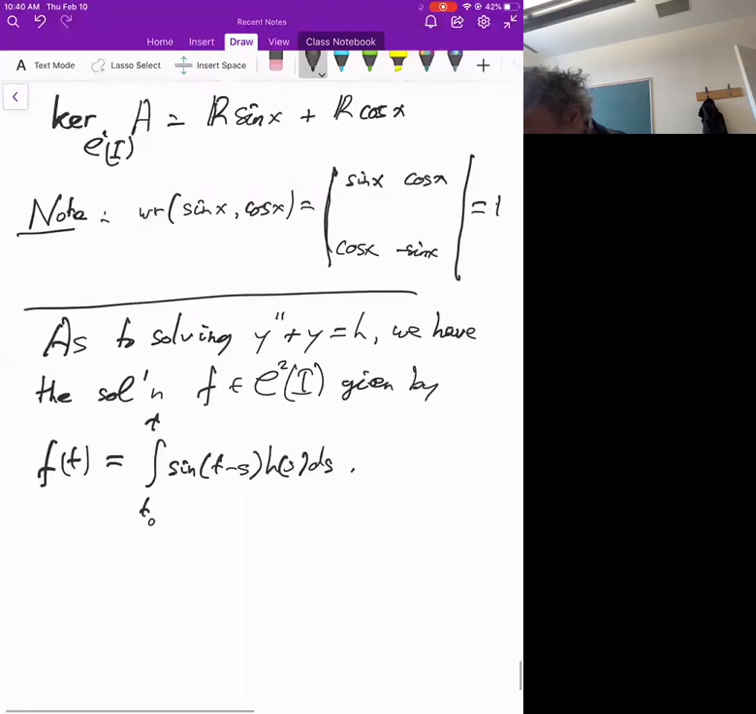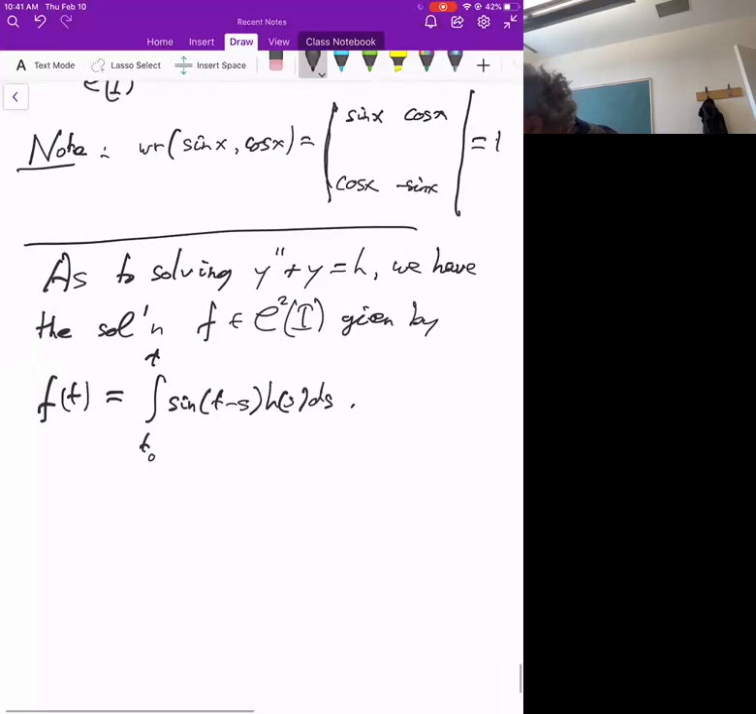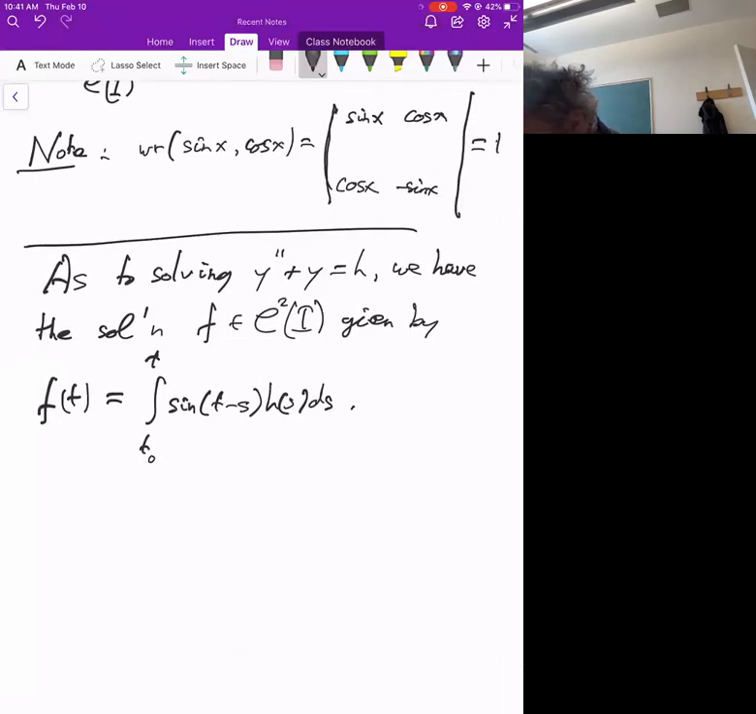So this looks a little bit magical, perhaps. This is the solution to this differential equation. It's not even obvious from the way this is written that this is a C2 function, right? H is only continuous. The sine function here, of course, is C infinity. So you might think, okay, it's C1 because its derivative is, well, anyway. But it actually turns out to be a C2 function. Let me leave this as an exercise to see this.